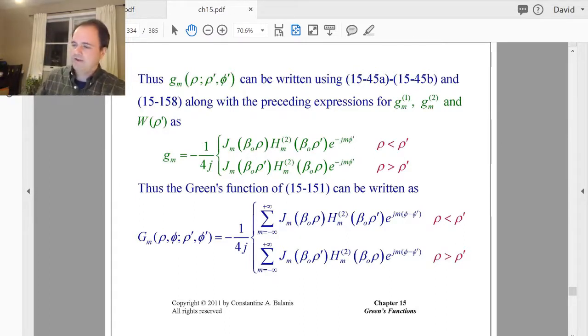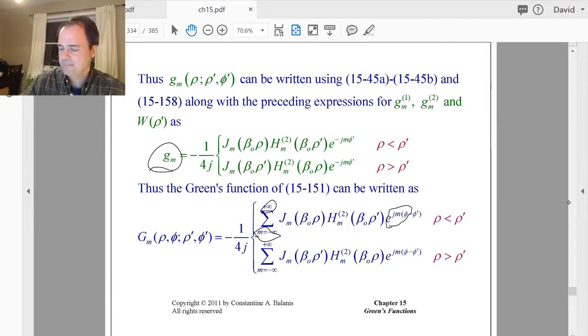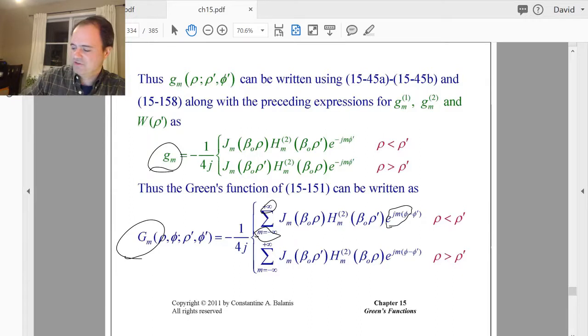And so this is what we have. Thus, g of n can be written using this. So we have this being lowercase g, and then we put lowercase g back into the summation that includes the e to the j n phi with the summation. And this is my capital G.